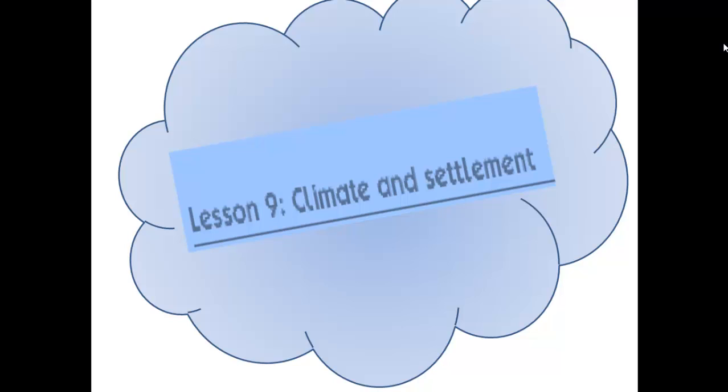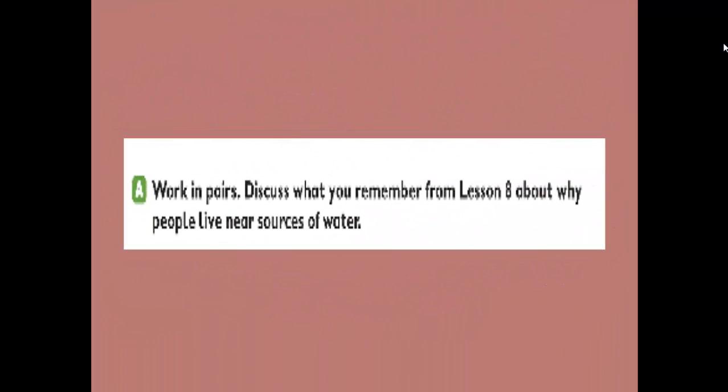Today we will talk about climate and settlement in lesson number 9. Let's practice the first exercise, number A. Work in pairs. Discuss what you remember from lesson 8 about why people live near sources of water.